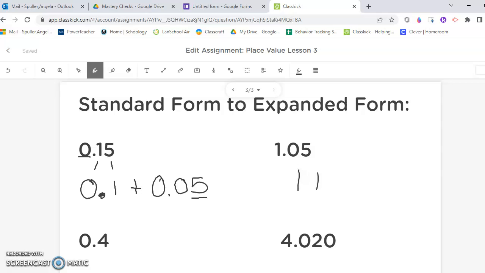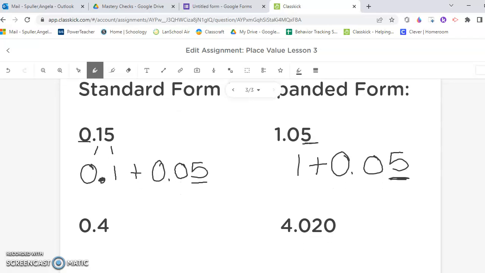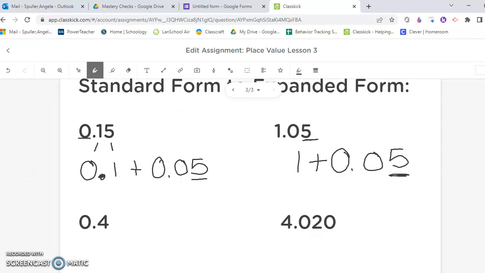Okay, let's try the next one. We're going to say 1 plus, and we're going to say 0.05 because again, this is in the second spot. It has to stay there. Go ahead and try the next two in expanded form and then come and see if you got them right. Okay, so for this one, we really didn't have anything, right? This is 0.4.